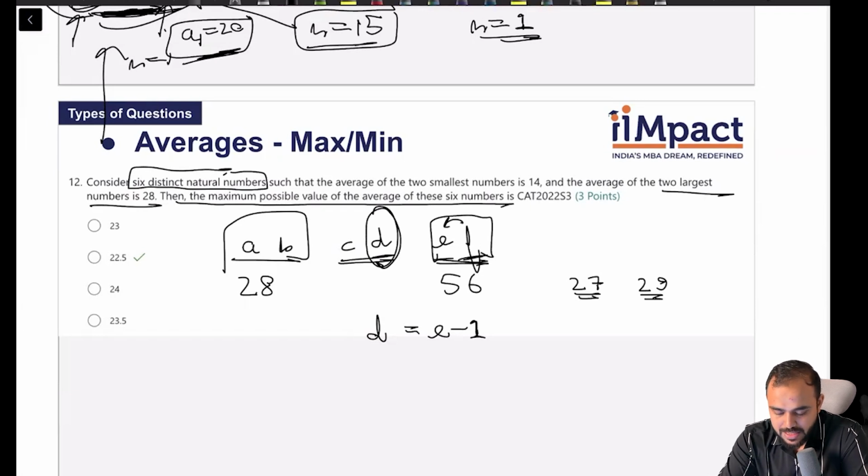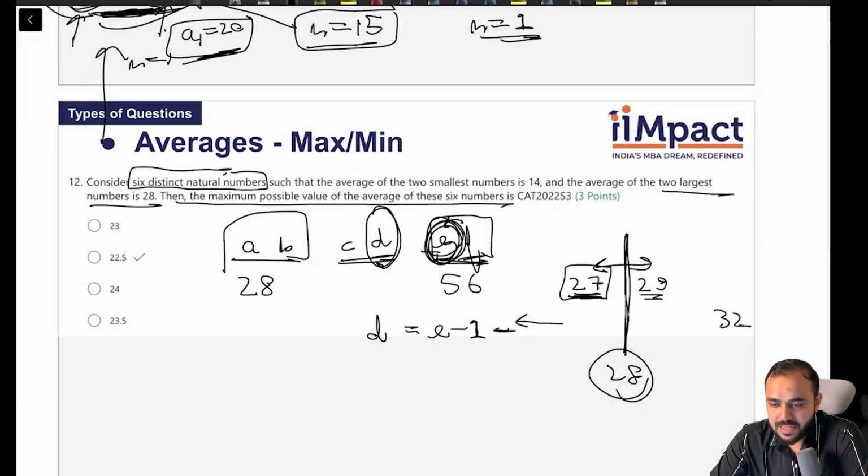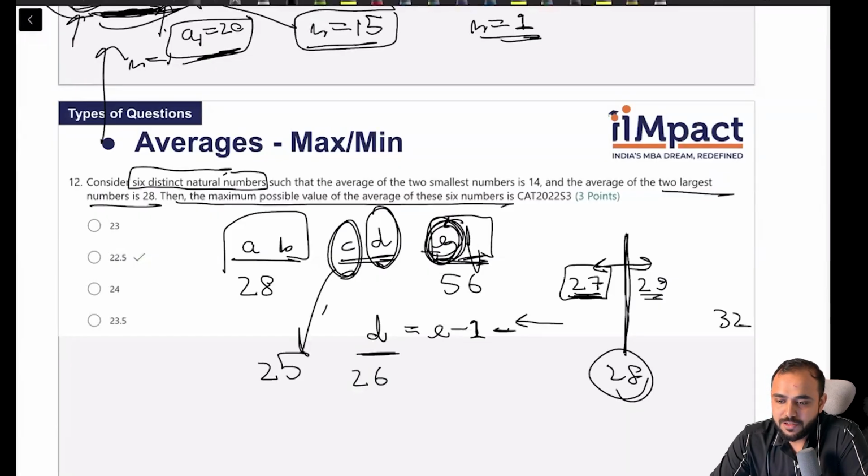If you increase F to 32, E will have to move further away to maintain the 28 average that they have. So to get the maximum value of E, you will have to be as close to F. So the maximum value of E is 27, which means the maximum value of D is 26, which means the maximum value of C is 25. So 28 plus 25 plus 26 plus 56 divided by 6 will be your answer, which turns out to be 22.5. Yes.